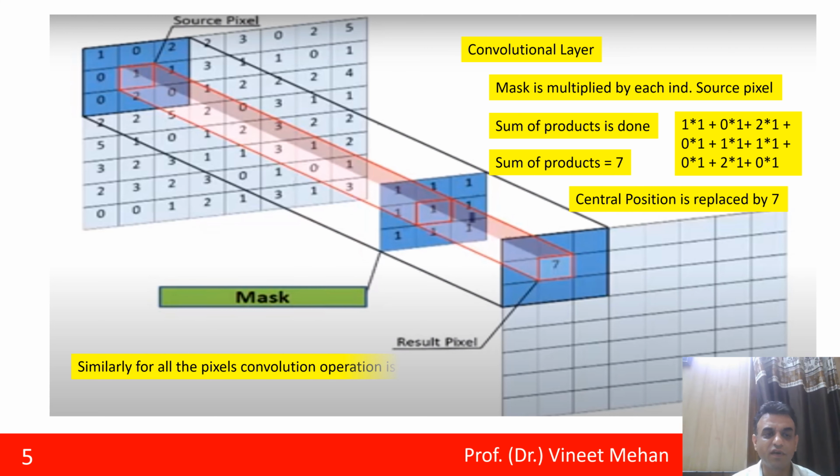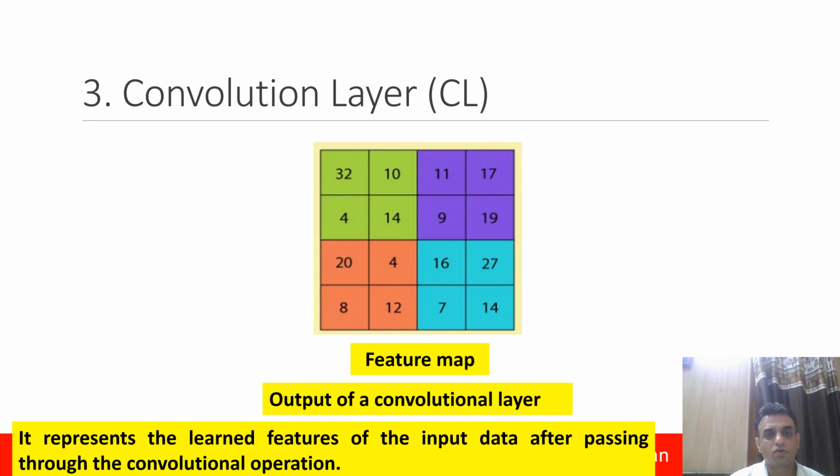The same will apply to all the various pixels that are there in the image. So this is how we'll get the output that is in the form of a feature map. So this is the feature map, that is the output of the convolutional layer. It represents all the learned features that are obtained from the image after applying the convolution operation.